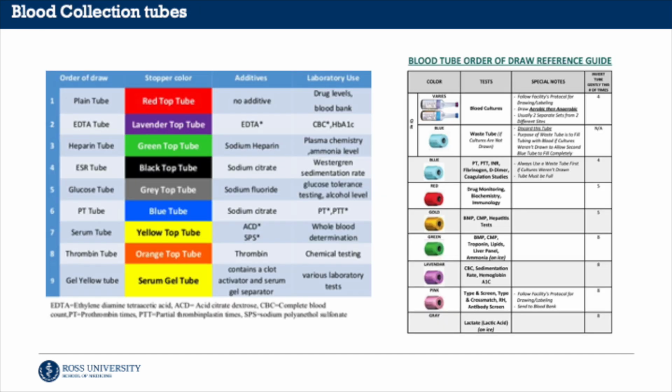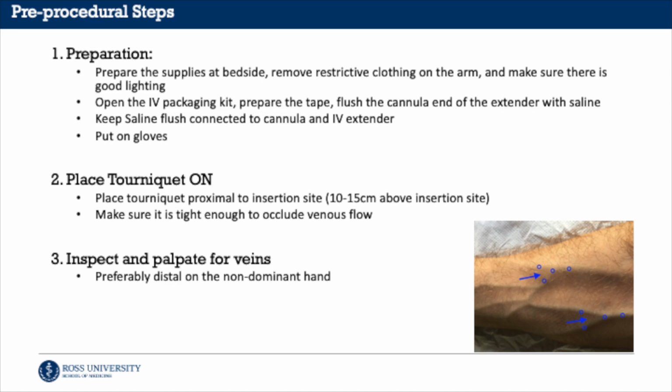saline. Here is another chart you may find useful to familiarize yourself with the different types of blood collection tubes and their associated stopper colors. The pre-procedural steps are important to ensure the blood samples can be taken effectively and efficiently. There are 6 we're going to discuss, and we're going to start with preparation.